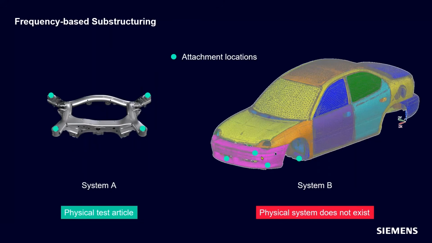However, this isn't always the case, right? We want to be able to do this investigation earlier. And so in this case, there is no vehicle body yet. It's just a simulation model, and we still want to be able to do this. So we can't bolt a real subframe into a computer model. So we need to do this frequency-based substructuring to simulate or replicate that system impact test where we get those system FRFs.